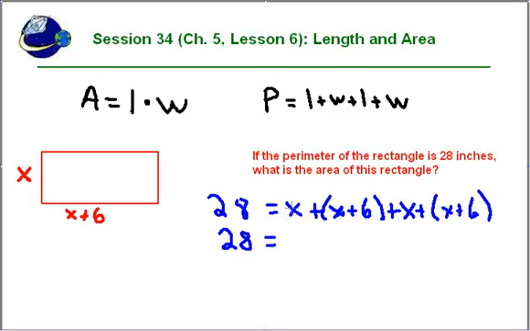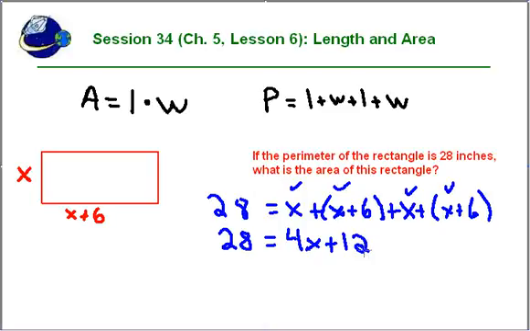So let's start with the x's. How many x's do we have? Well, we have x plus x, that's 2x's. 2x plus another x is now 3x's. And 3x plus another x is 4x. So that takes care of all of our x's. That one's gone, that one's gone, that one's gone, and this one is gone. What are we then left with? Well, we're left with a positive 6 that's being added to another positive 6. So what is 6 plus 6? 12.